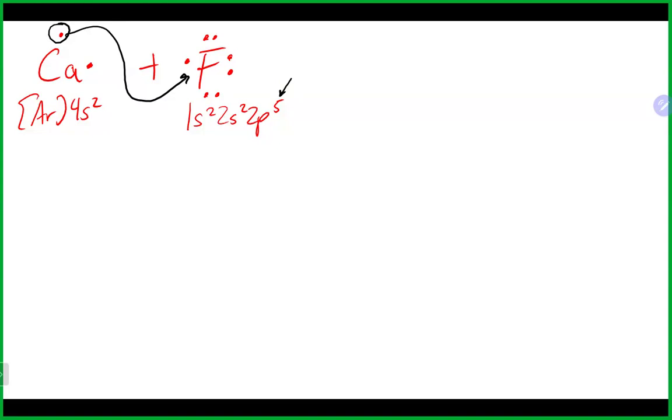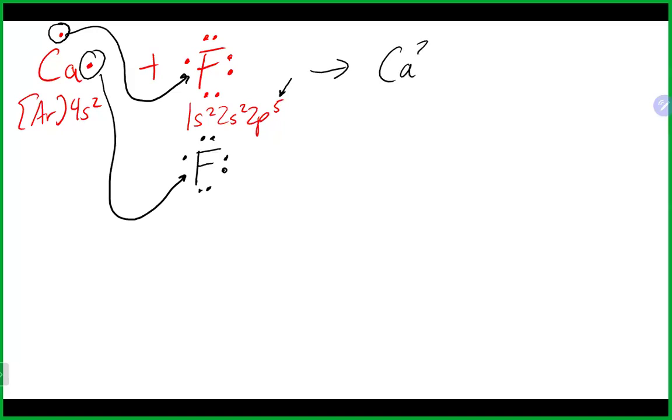Once again, will calcium be happy just getting rid of one electron? No, it needs to get rid of two. So in this case, it's not just one fluorine involved, but a second fluorine, which would be more than happy to take the other electron. The result is you will end up with a calcium that still has a +2 charge because it gave away one electron to each of the fluorines.